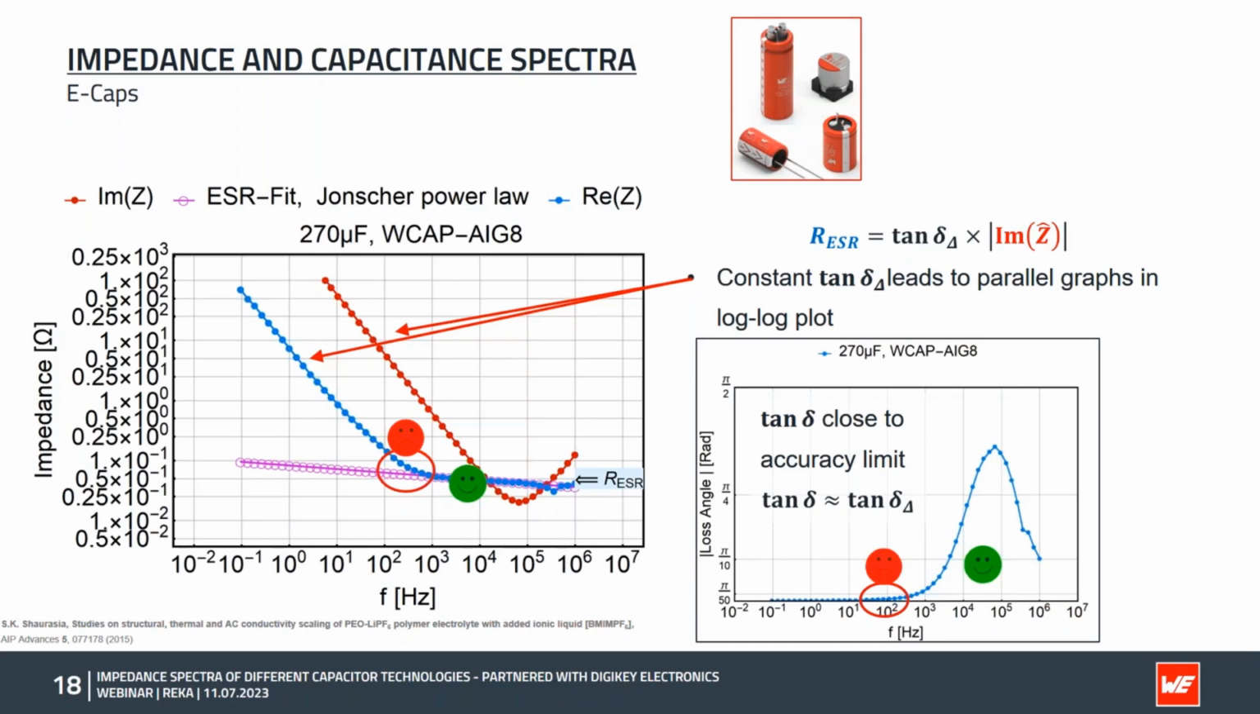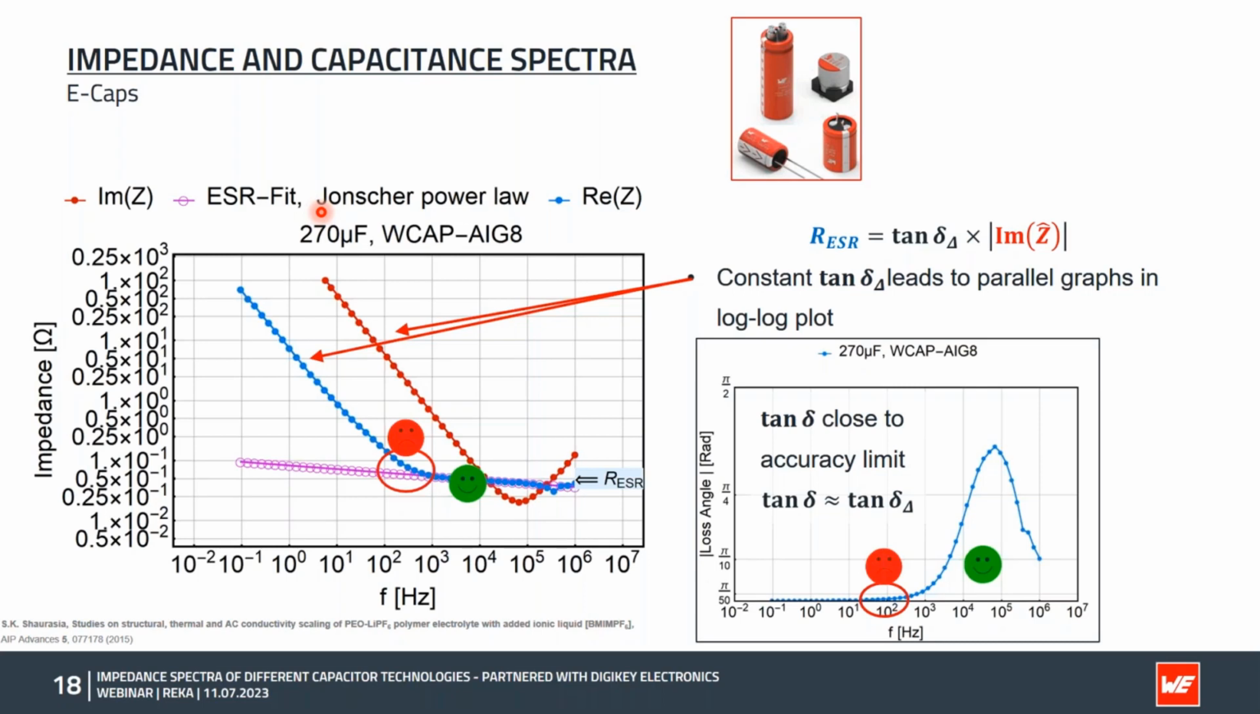Let's exemplify the matter on spectra of an ECAP. The left graph shows the imaginary part, which is red, and the real part of the impedance. So red is the imaginary part of the impedance, and the blue is the real part. And what we also see is a fit of a model that describes the ESR.